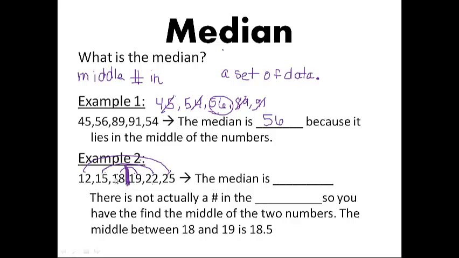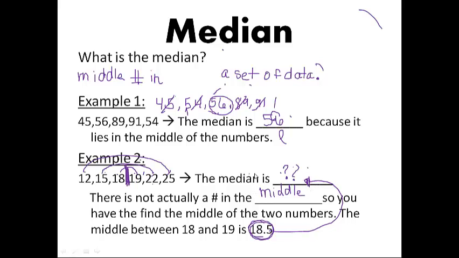So what you have to do is figure out what's the middle of 18 and 19. We don't know what the median is right now. There's not actually a number in the middle, so you have to find the middle of the two numbers. Right in the middle between 18 and 19 would be 18 and a half. That's your midpoint, so your median becomes 18 and a half.